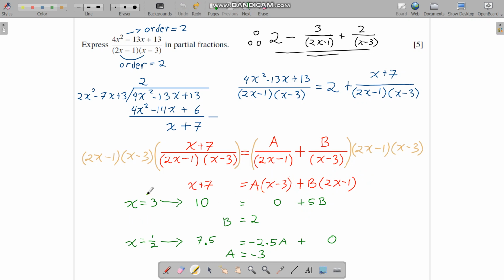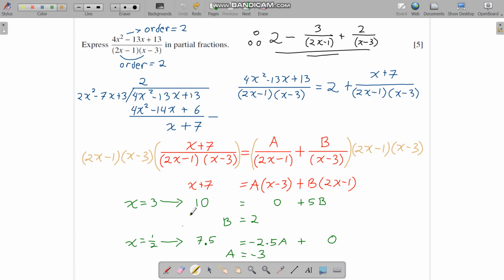So if we plug in x equals 3, 3 plus 7 is 10. Plug in 3, we get 0, of course. Plug in 3, we get 2 times 3, 6 minus 1, 5b. So b must be 2. And the 0 of this factor is 1 over 2. So we plug in x equals 1 over 2.